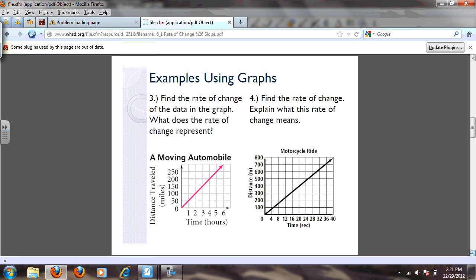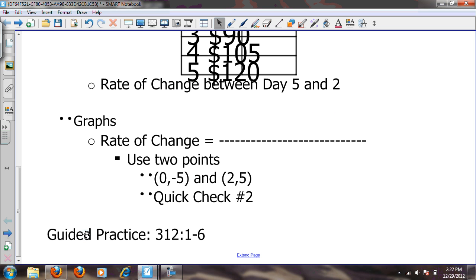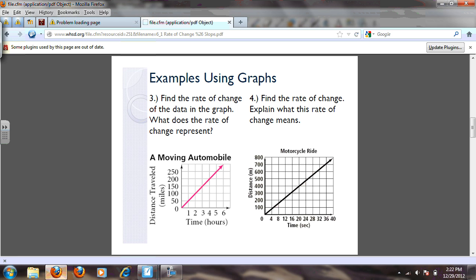Okay, examples using graphs. We have a moving automobile and a motorcycle ride. On your notes, here's where we're at. Graphs, rate of change. When we're looking for this rate of change, do you remember what we have been using to find our rate of change? What can you tell me, Hannah?